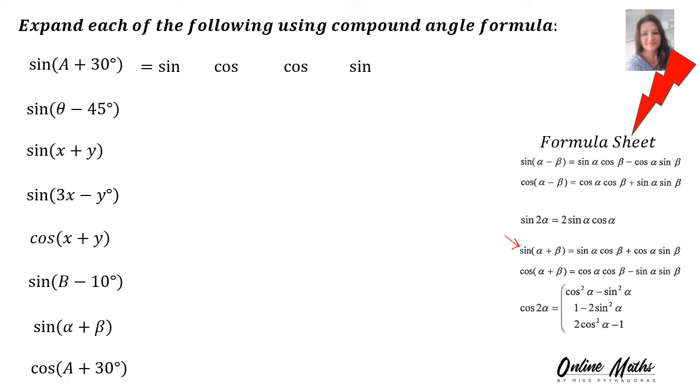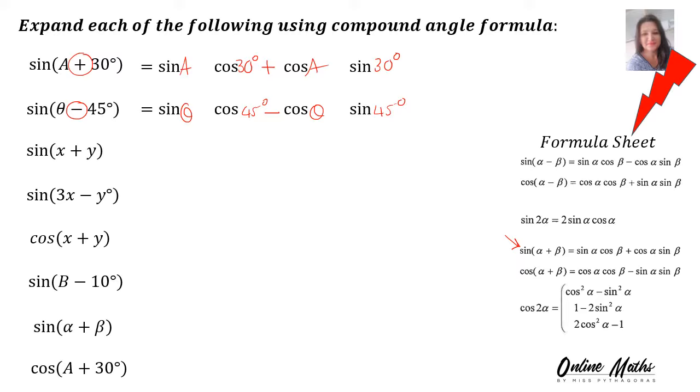So the angles were A, 30, A, 30, and in sin the signs are the same. So there was a plus, and now there's a plus as well. The next one, sin theta minus 45 degrees. First you write the pattern, sin cos, cos sin. Then the angles, theta, 45, theta, 45, and in sin the sign is the same.